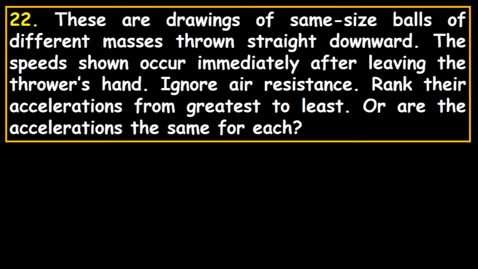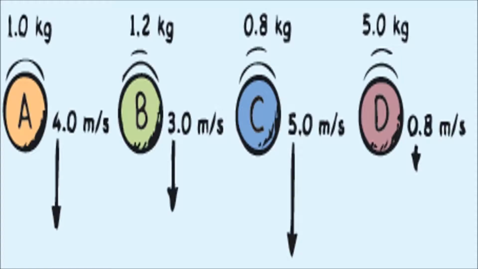Okay? These are drawings of same-sized balls of different masses thrown straight downward. The speeds shown occur immediately after leaving the thrower's hand. Ignore air resistance. Rank their accelerations from greatest to least, or are the accelerations the same for each?